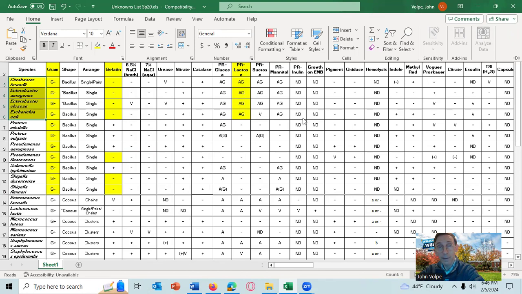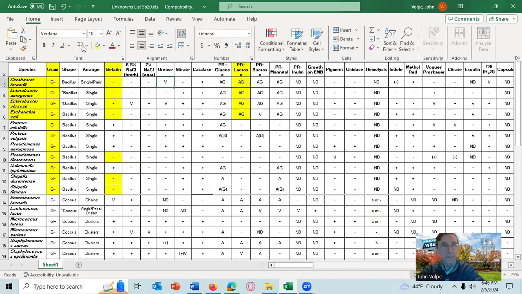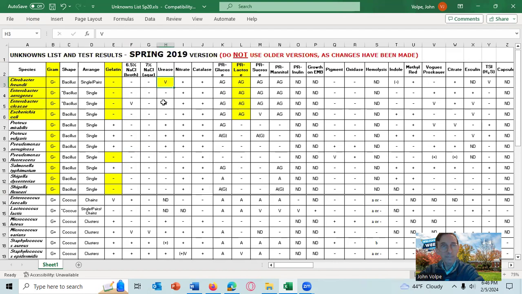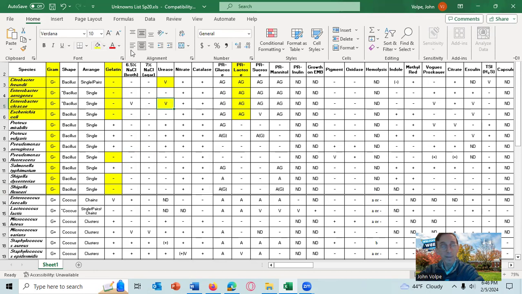And let's say you got AG. Now, let's say you did the urease test and it came up urease positive. You then narrowed it down to these 2 species. Any questions about how you're going to be doing this test, this project? And then you figure out a test to separate these 2 species. All right. So that's how this project will be run.